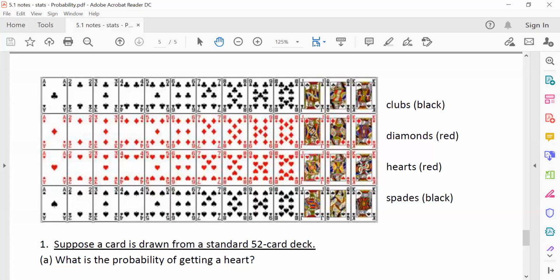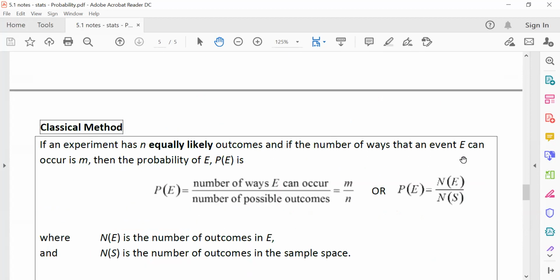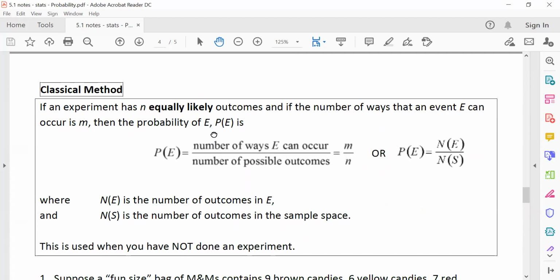So last time we met, we were talking about probability. We did not get a chance to look at this dice example, but we don't need to. We're going to learn that the classical method of computing probability is to compute the number of ways that a certain event can occur, then divide that by the number of possible outcomes, period.